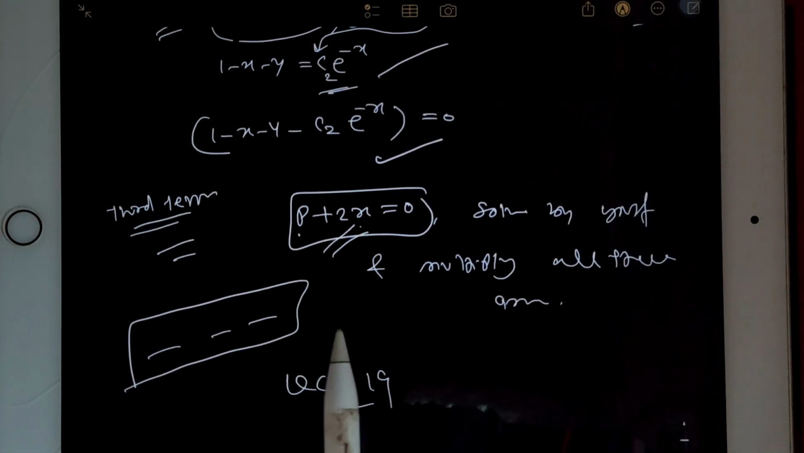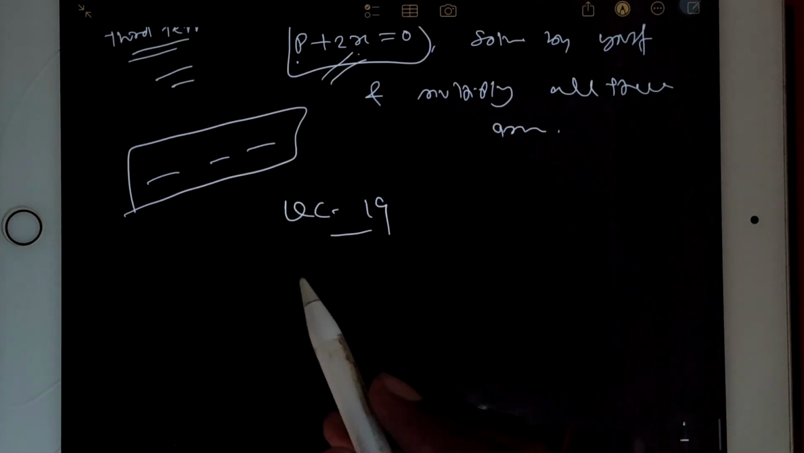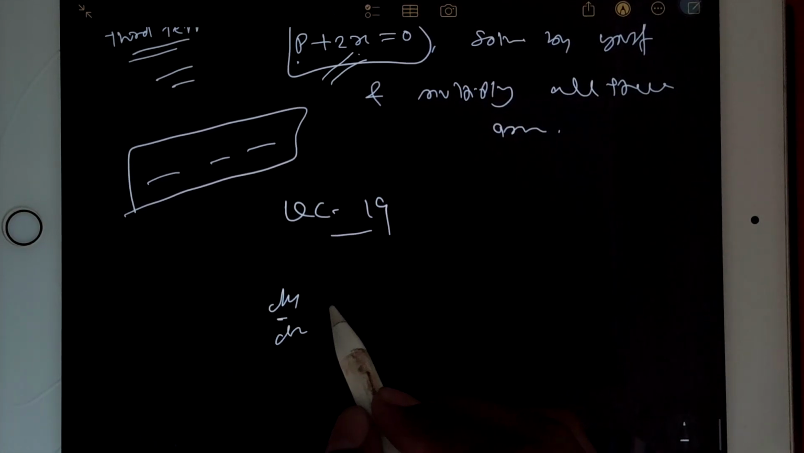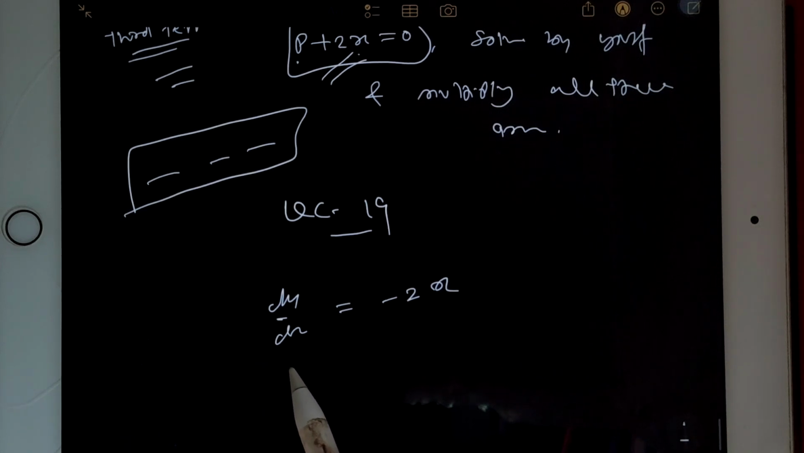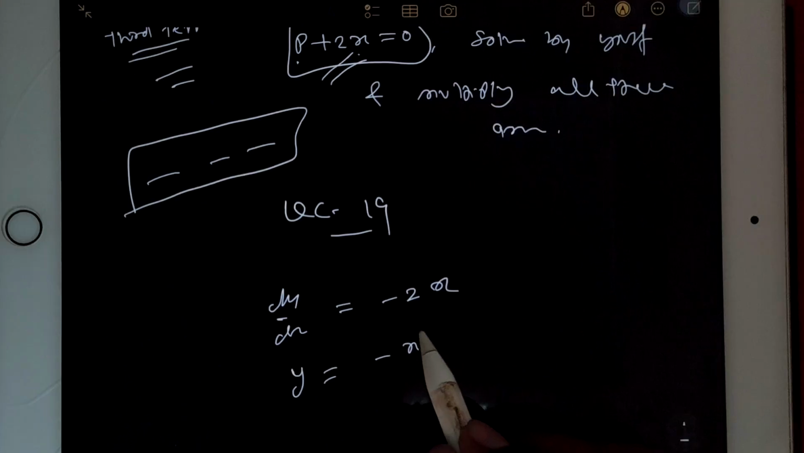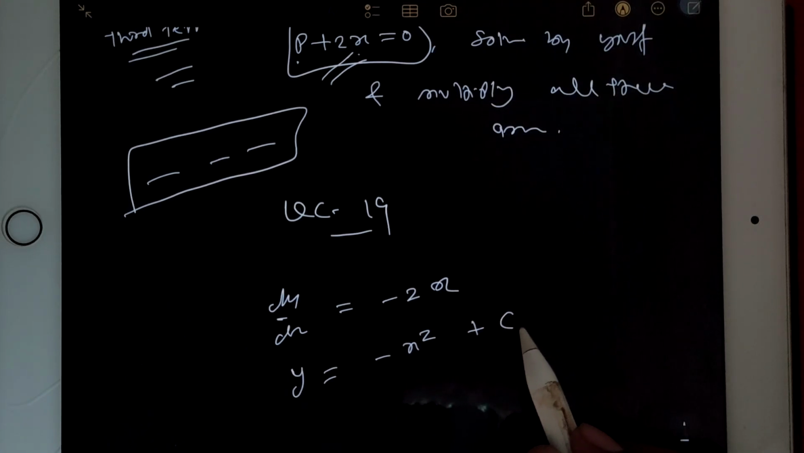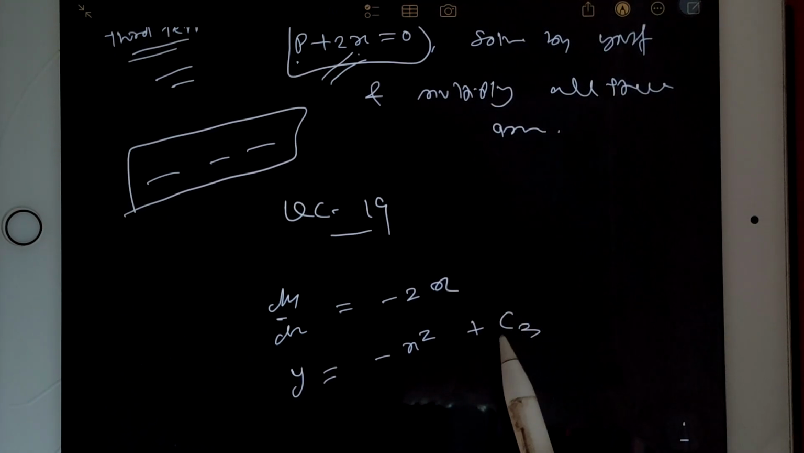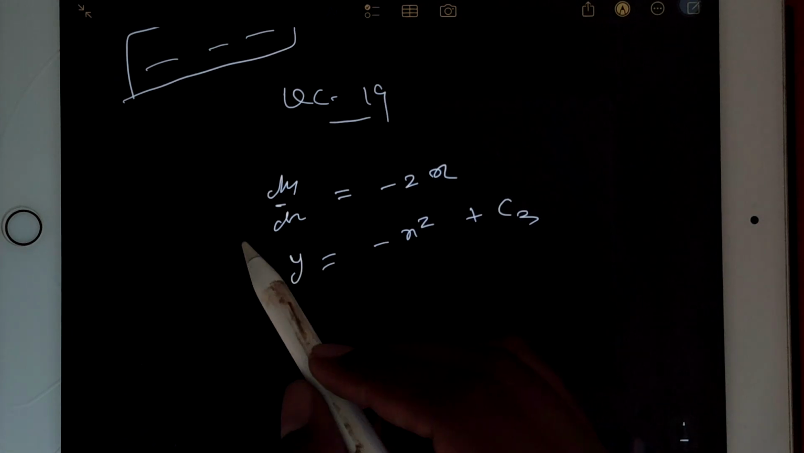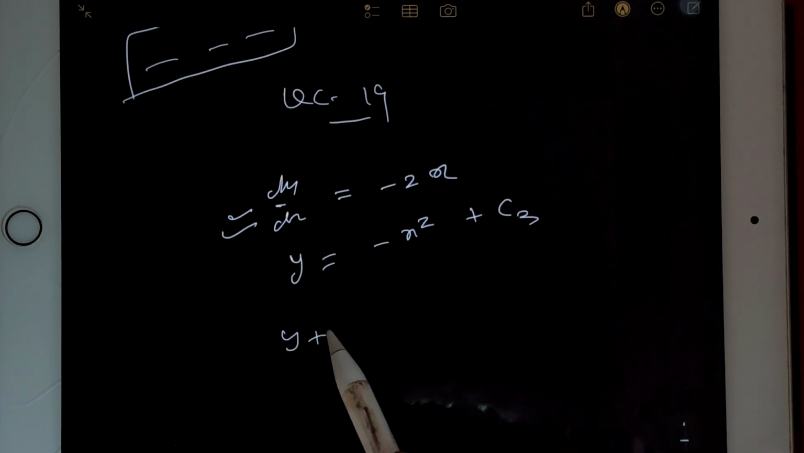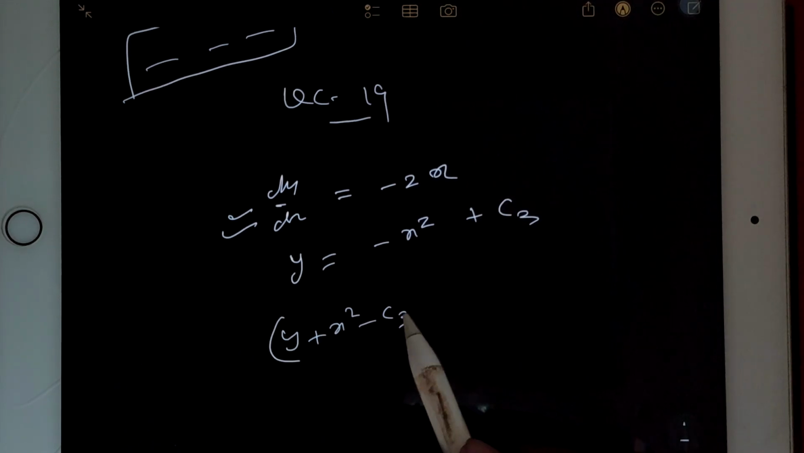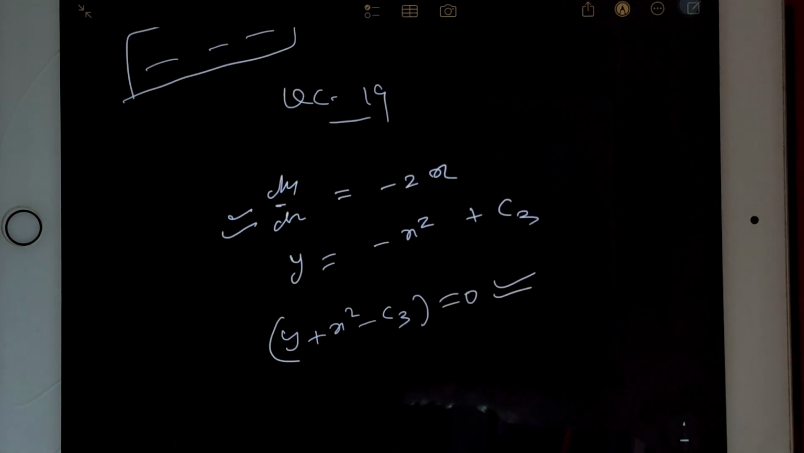p plus 2x is equal to 0. If you're not able to solve, let's solve quickly here. dy by dx is equal to minus 2x, and then y is equal to minus x square plus some constant c3 will come. You send everything right because you separate the variables. After variable separation, you can crack this easily. So y plus x square minus c3 is equal to 0. Now all the three answers you multiply.